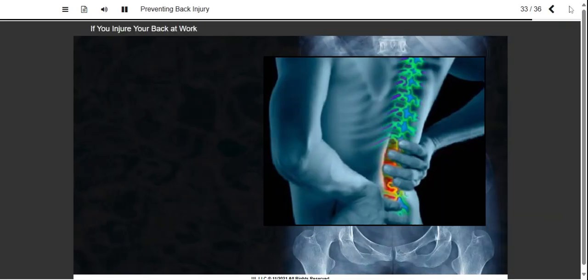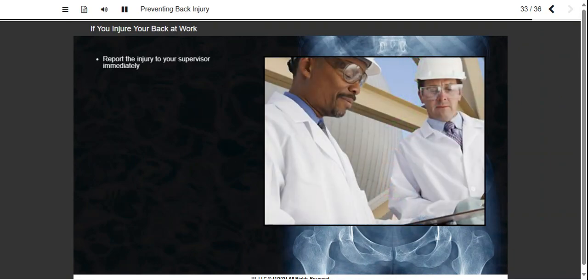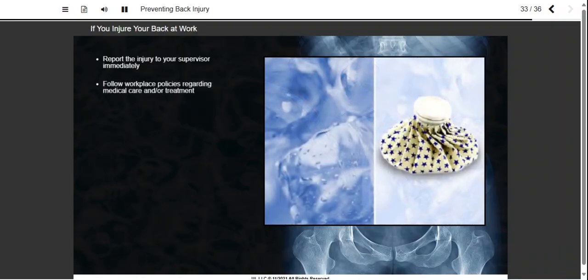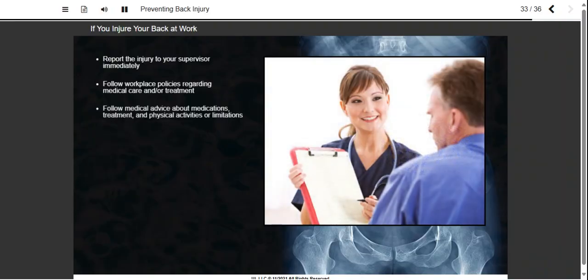It is possible that you may injure your back, even if you take all the necessary precautions and are in good health. Report the injury to your supervisor immediately. Follow workplace policies regarding medical care and treatment. Finally, follow healthcare provider medical advice about medications, treatment, and physical activities or limitations.